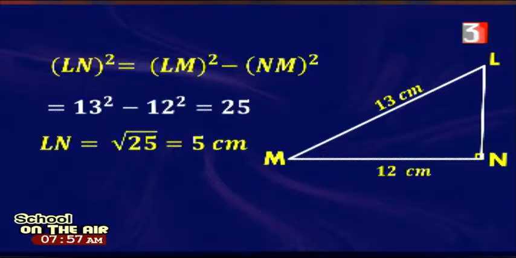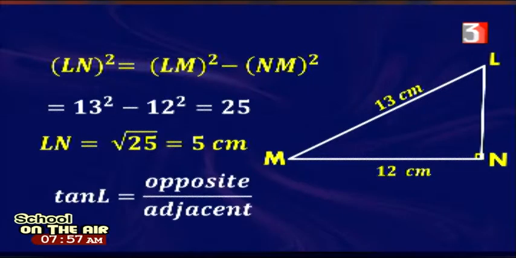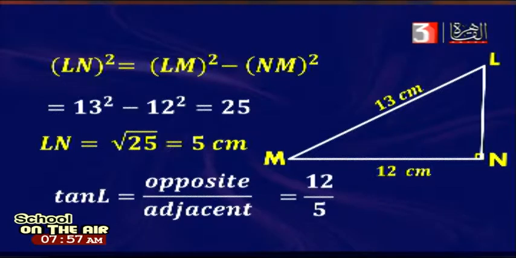Then, what about tan L? Tan is opposite over adjacent. It's a ratio of opposite over adjacent. What about the opposite to angle L? It's 12 centimeters over 5 centimeters, to obtain a ratio of 12 over 5.